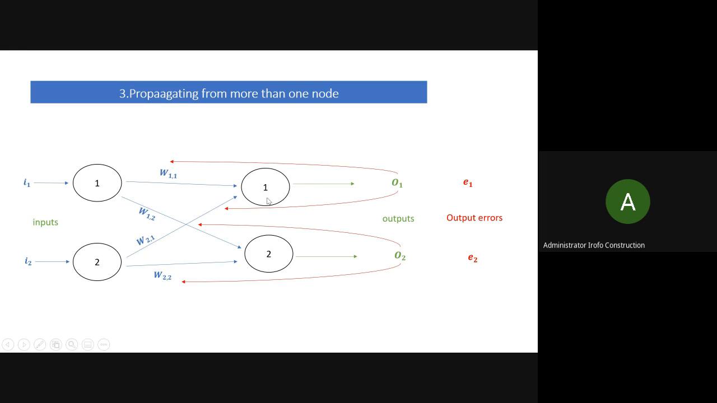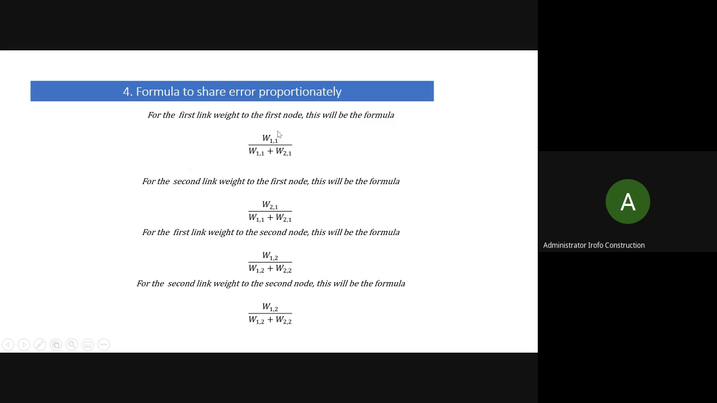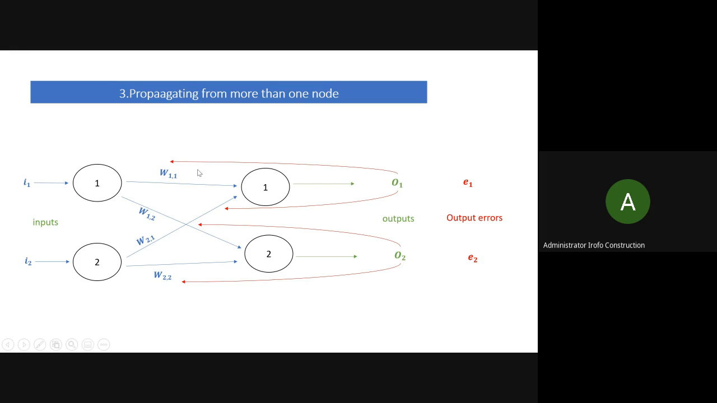When I take the node here, node one, you can see the link weights connecting to it are just W11 and W21. So this error here, E1, I just have to divide it proportionally among this one and this one. And what is proportionality? If you want to find something proportional, we take the value here, like W11, and divide it by the total of the weights connecting to the node. So W11 over W11 plus W21. That will give us the proportion that belongs to this one.